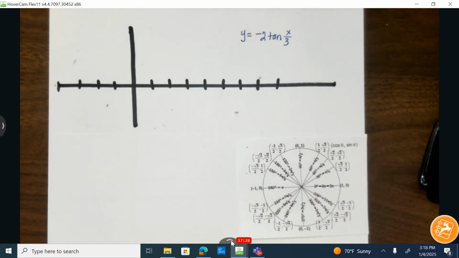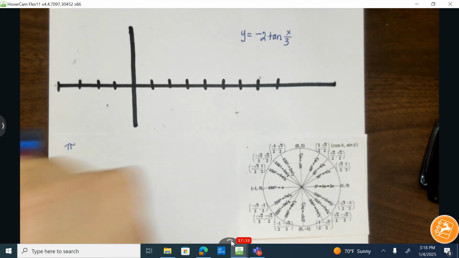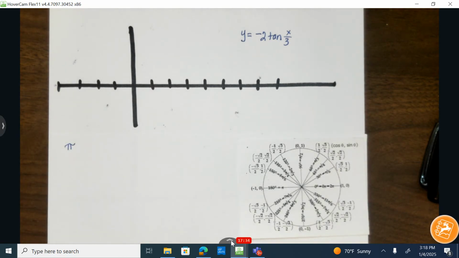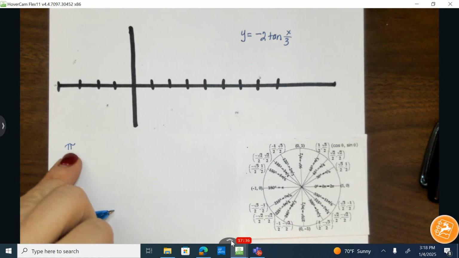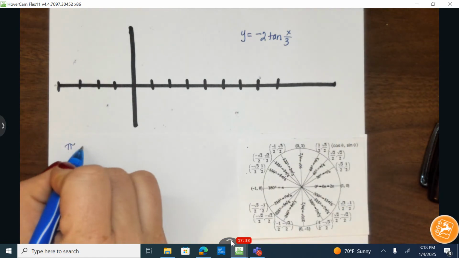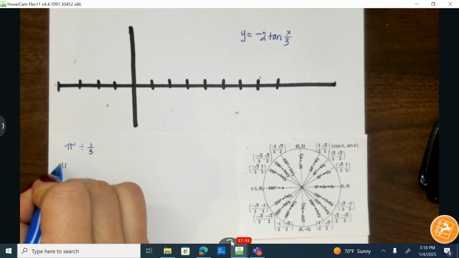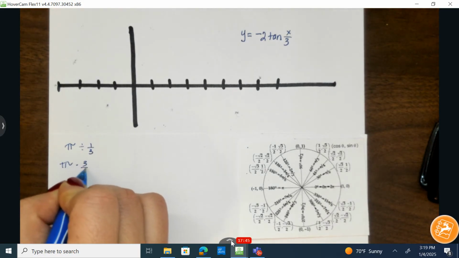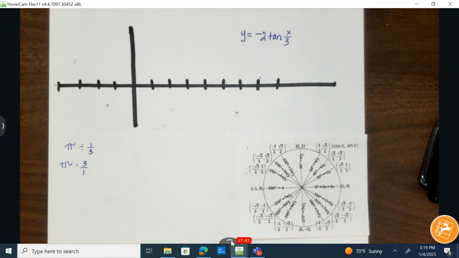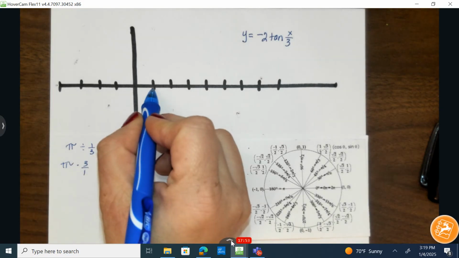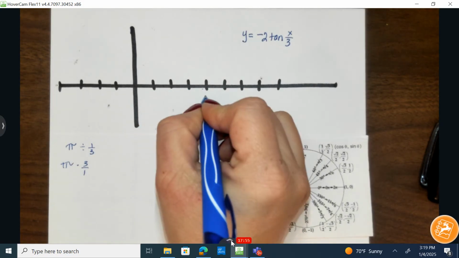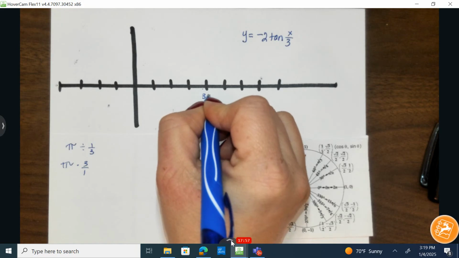Let's get started. First thing we're going to do is we're going to figure out what is the period length. So I'm taking pi, not 2 pi, as we use for sine and cosine, but taking pi, and I'm going to divide it by our b value, which is 1/3. And in doing so, I need to multiply by the reciprocal of 3 over 1, and I end up with a value of 3 pi. So my period length is 3 pi. That means after I go 4 steps, or 4 units, I will end at 3 pi.